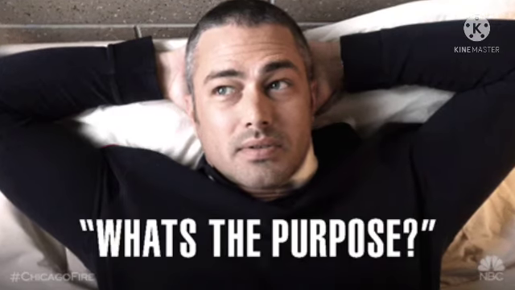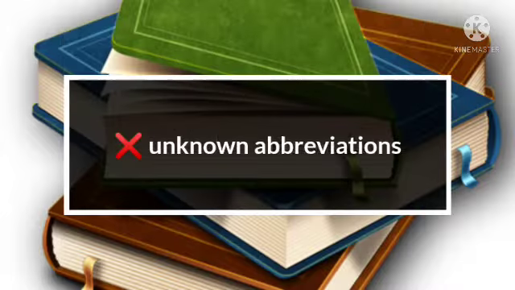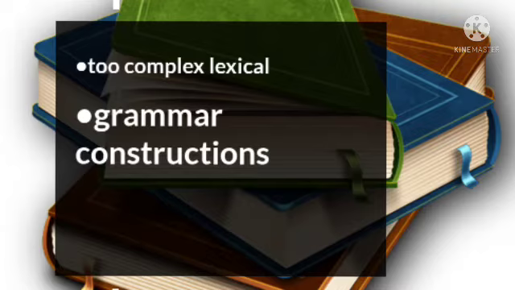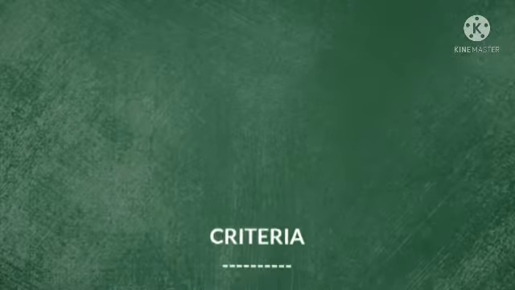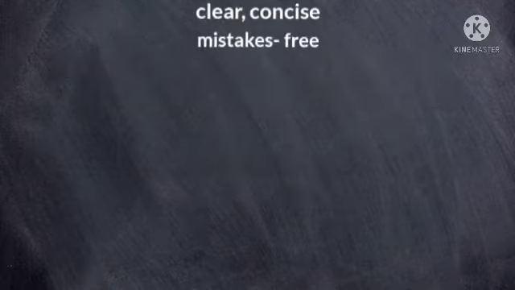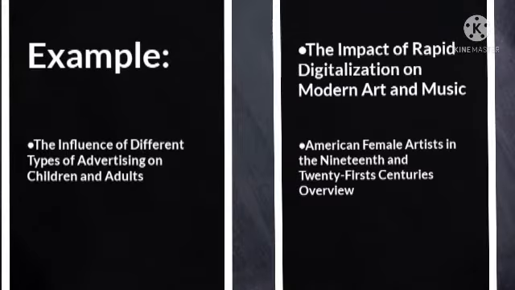Identifies the purpose of research. Grabs the reader's attention. Doesn't include unknown abbreviations or too complex lexical and grammar constructions. Clear, concise, mistakes-free. The title is without doubt a part of a research that is read the most and it is read first. Here are some example titles of library research paper. All of them contain the fewest possible words that adequately describe the content and purpose of the research paper.